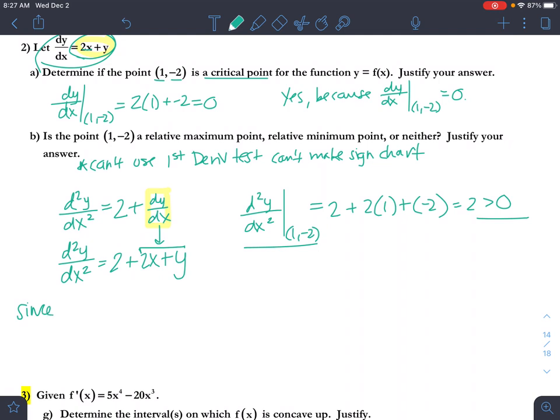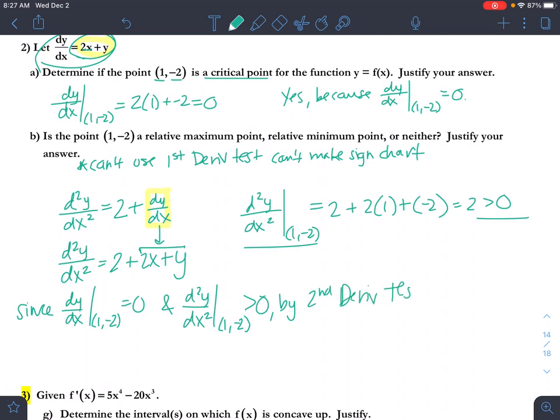Okay, so since dy/dx at (1, -2) is 0, that's the first derivative being 0, and the second derivative at (1, -2) is positive, by the second derivative test, again, you don't really need that part of the sentence, I'm just putting that in for the sake of the problem, there is a local min at (1, -2). Okay, so again, matching up, the first derivative is equal to 0, the second derivative is positive. Those two conditions guarantee a local min.